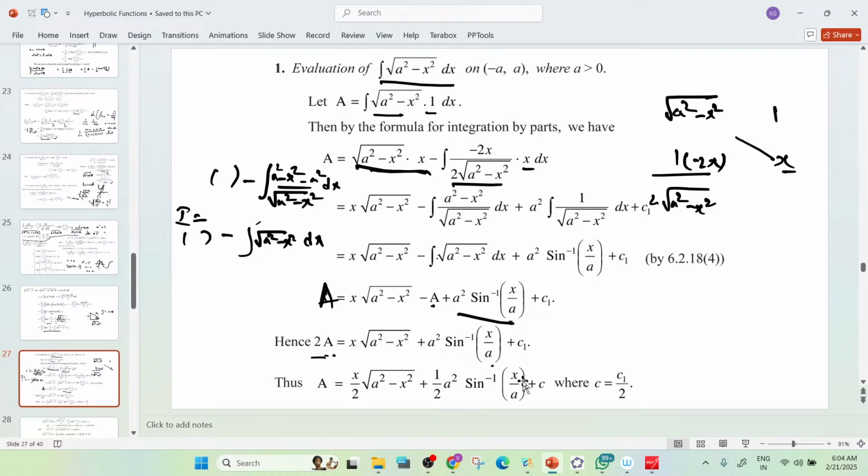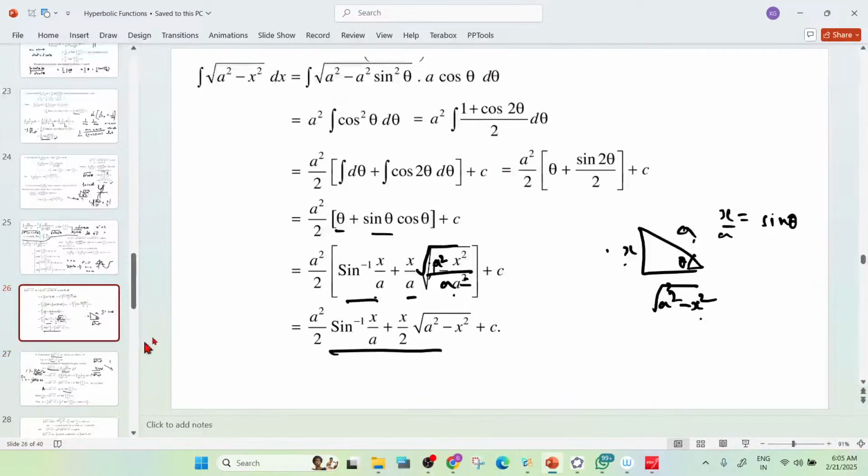And what helped here? This also helped. If we don't know this, then we cannot do by parts. We should know that this is equal to sine inverse x by a. So that's why it was dependent on sine inverse x by a. Right, 1 by under root 1 minus x square. We were discussing earlier why we got sine inverse x by a in this integral. Because it is like this, we got this.